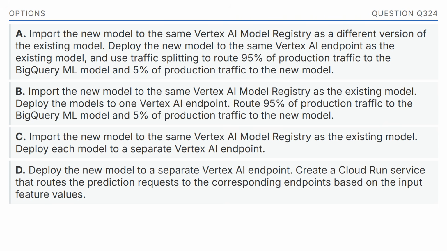Option D, deploy the new model to a separate Vertex AI endpoint. Create a Cloud Run service that routes the prediction requests to the corresponding endpoints based on the input feature values.